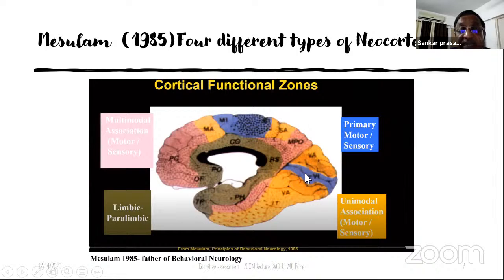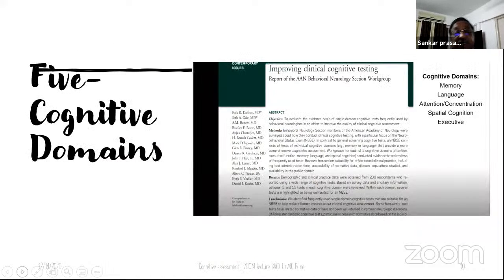Suppose you look at a cycle and you have to describe it: it has two wheels, a seat, and a handlebar. That type of interpretation, the concept formation, takes place in the heteromodal association areas. These are the areas which provide us with the recognition faculty of our brain. Especially when we do cognitive testing, there are 5 cognitive domains: memory, language, attention, spatial cognition, and executive control function. Praxis is also important, but that's not given in this article. These are the 5 cognitive domains which are usually tested in bedside testing.